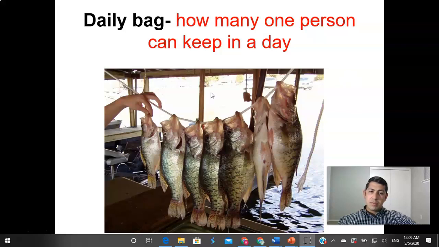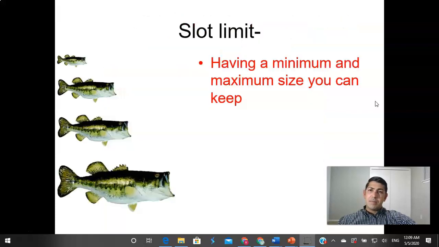Game wardens are the people responsible for regulating and keeping these things in check, to make sure that people aren't violating these rules, because they want to make sure that everyone has enough fish to catch and enjoy. Next, we're going to have a slot limit.